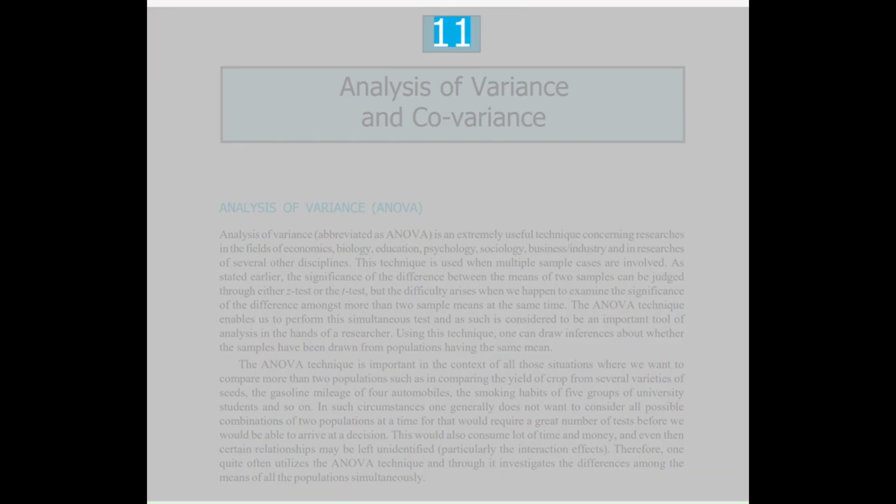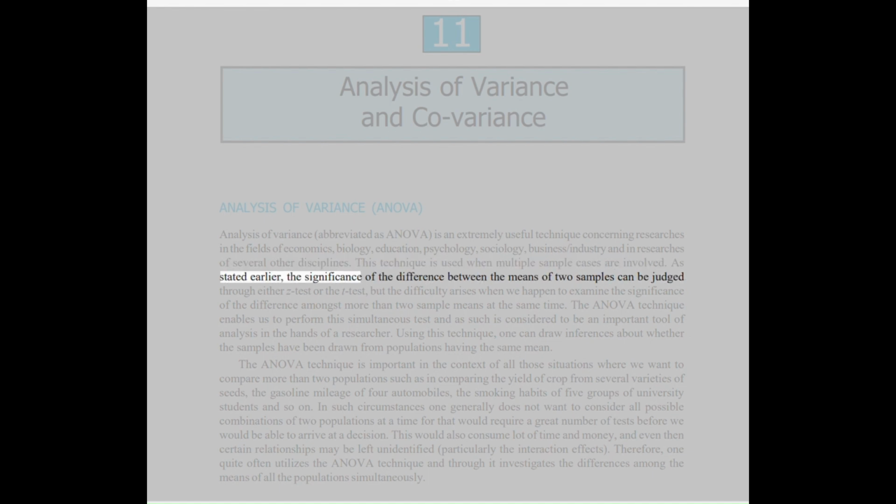11. Analysis of variance and covariance. Analysis of variance, ANOVA. Analysis of variance, abbreviated as ANOVA, is an extremely useful technique concerning researches in the fields of economics, biology, education, psychology, sociology, business, industry, and in researches of several other disciplines. This technique is used when multiple sample cases are involved.